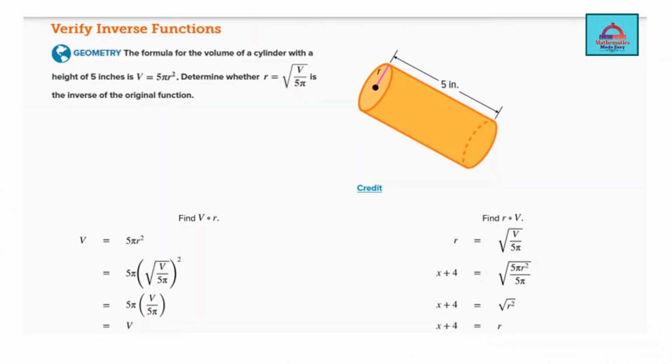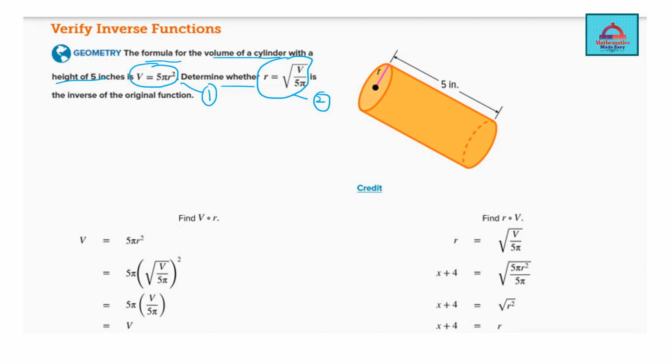Now, sometimes to confuse you, they will give you a word problem, but the method to solve will be the same. So it's a problem on geometry. Let's read it together. The formula for the volume of a cylinder of height 5 inches is this. This is the formula given. Determine whether V and R, another function given, are inverses or not.